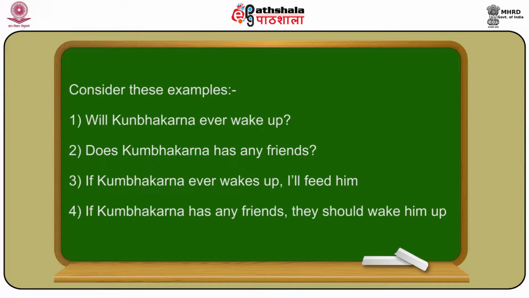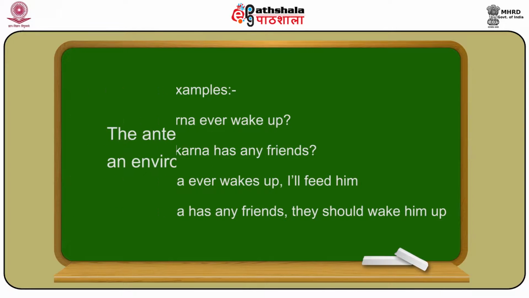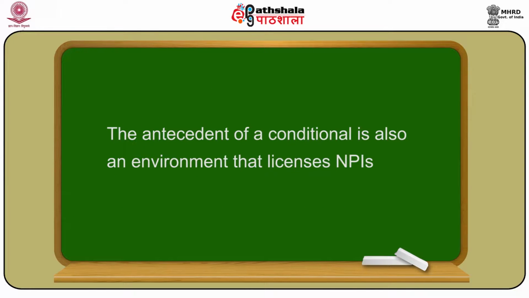Negative polarity items are often abbreviated with the term NPI. So every time I say NPI, you know what I mean. So consider these examples. These are all grammatical sentences. Will Kumbhakarna ever wake up? Does Kumbhakarna have any friends? They're both fine. Questions, at least yes-no questions, do license NPIs. If Kumbhakarna ever wakes up, I will feed him. If Kumbhakarna has any friends, they should wake him up. So the antecedent of a conditional is also an environment that licenses NPIs.